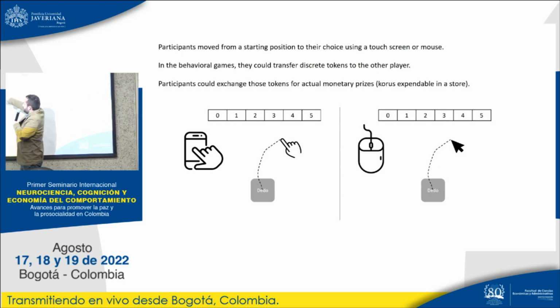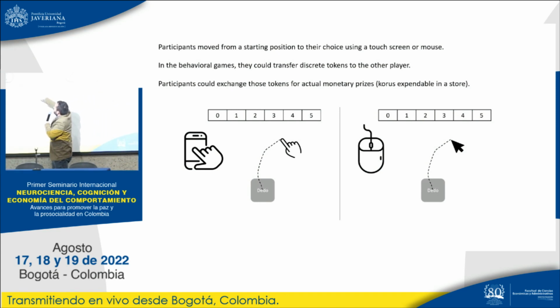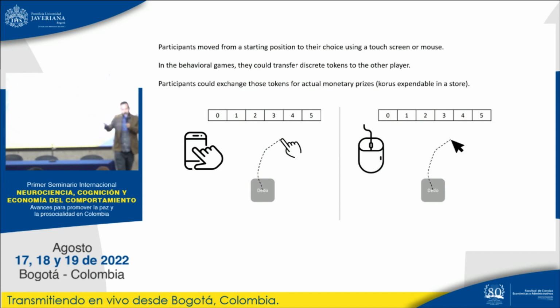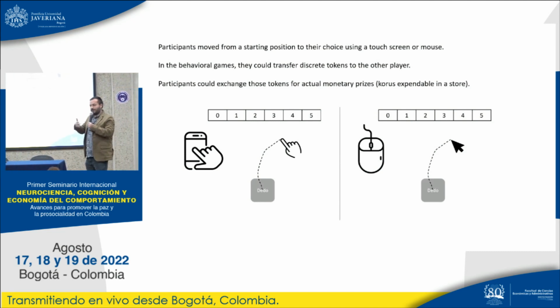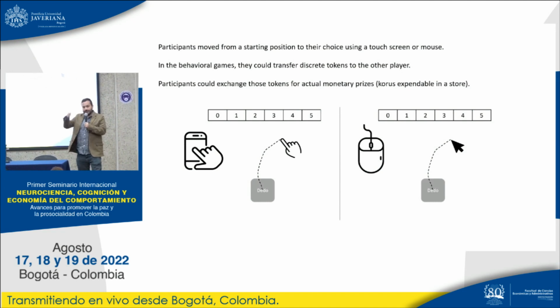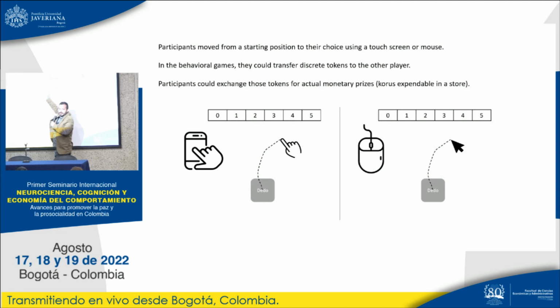So this is what people saw. People put their finger or their mouse, depending on the device they were using, and they had to decide how much to transfer to the other person. And we used tokens, which could later be exchanged for a monetary reward, called chorus, which they were able to exchange at stores for real objects. These transfers were actually going to have an impact on people. So if you decided to transfer, you had less money. But the essential thing is that the decision was continuously transmitted.